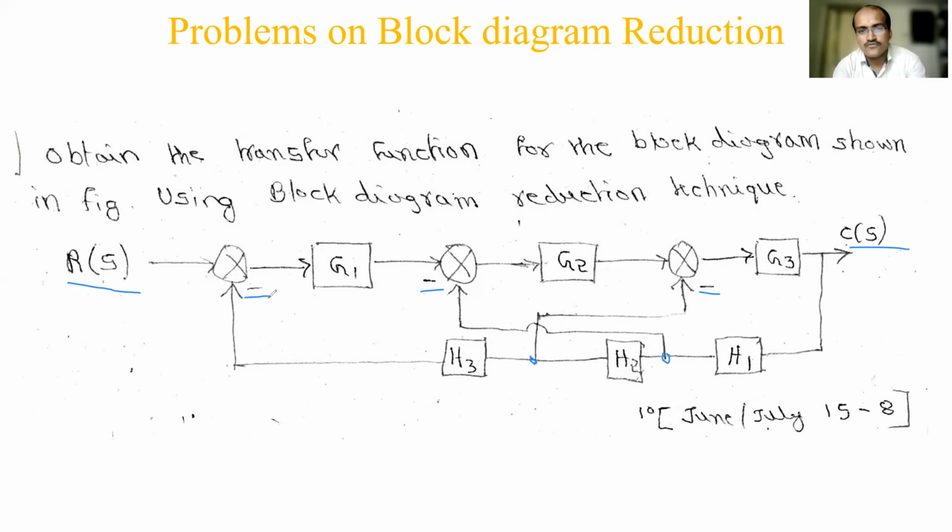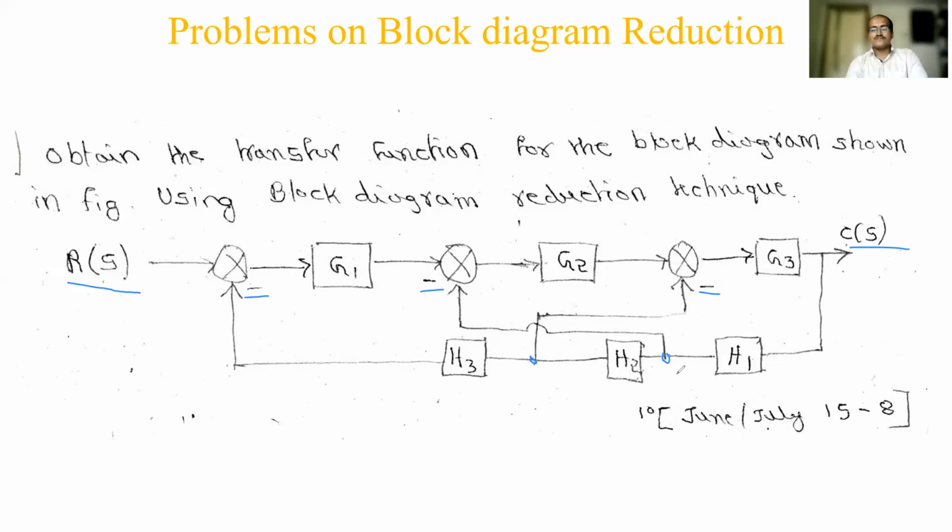Now, straight away, if you see, you could not see any reduction rules here. There is no series also here: G1, G2, G3 in between. This one is there, summing point is there, and in between H1, H2, H3 also you have takeoff points. Even the minor feedback loop could not be identified. Minor feedback loop means you should have one forward path and one feedback path loop, like that. So it is nowhere you are going to look.